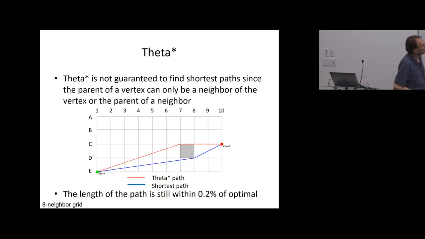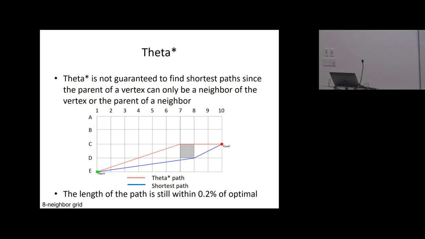The smallest example that I could come up with where it doesn't do that is the example shown here. It turns out Theta star will find the shortest path to all of the vertices but this one. That's the only one for which it will not find the shortest path. Why? Well, Theta star can set the parent of the vertex to either one of its neighbors, just like A star, or to the parent of the neighbor. It cuts out the neighbor.